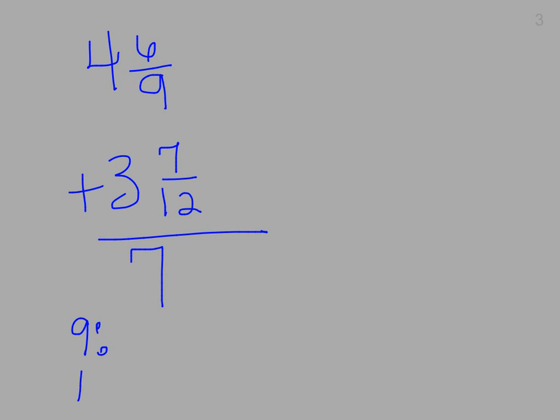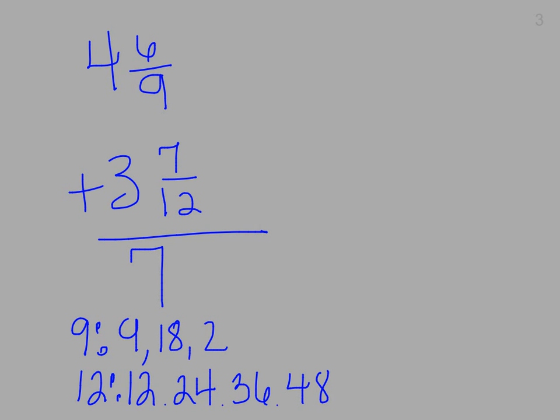But I've got 12 and I've got 9, and what do I need to do with those? I need to list multiples. What are multiples for 12? 12, 24, 36, 48. All right, let me stop there. Hopefully we found something. What about 9? 9, 18, 27, 36. Does anybody see it? 36.